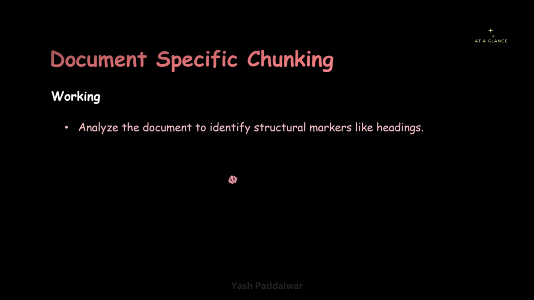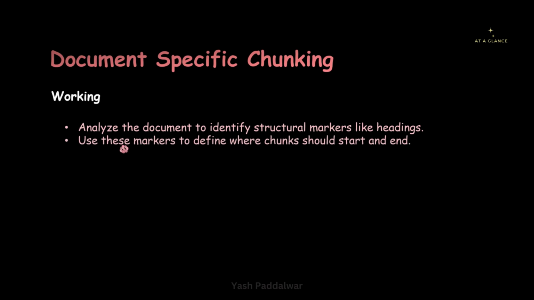So, for MD files, we analyze the document to identify the structural markers. Here in this case, we have the structural markers as headings, that is hashes. Once we analyze it, we simply use these markers to define where chunks should start and end. So, basically, we'll make these as splitters. Based on the splitters, we'll split the text. We'll simply separate the text into chunks. This is how we can create the chunk and define where it should start and where it should end. Then we can simply extract the text between these markers to form chunks.